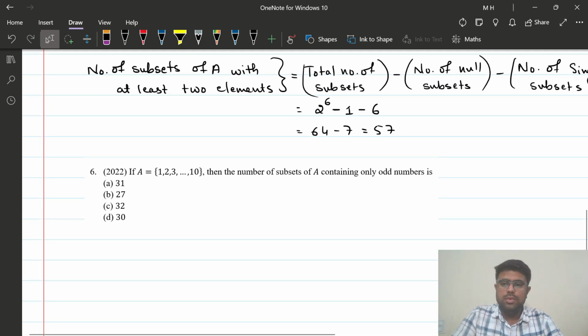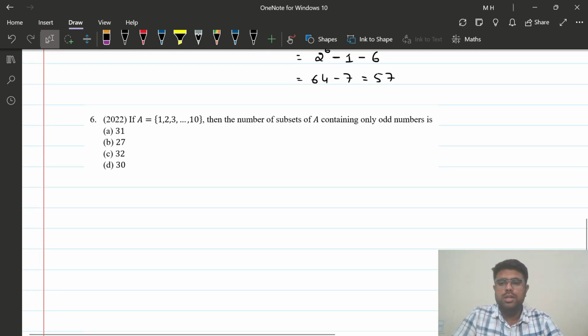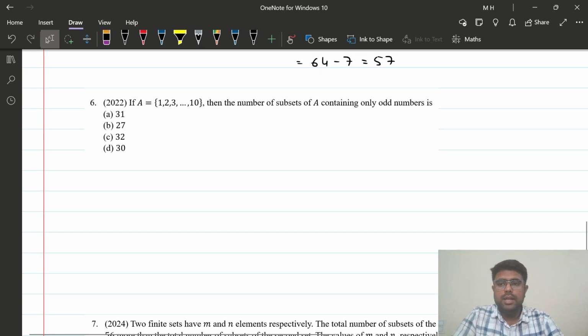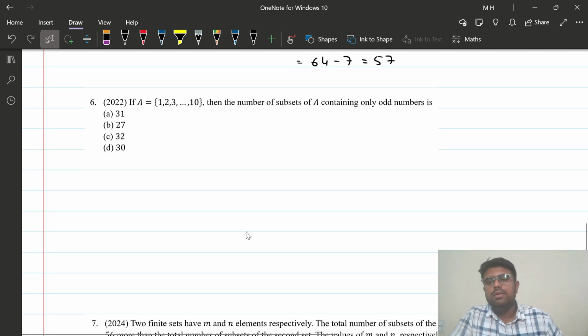Now coming to question number 6, it is again on subsets. As you can see, there are too many questions which have appeared in previous years on subsets. So it is better to solve more problems on the concept of subsets, calculating the number of subsets, etc., which is of good use. Okay, so fine, we'll take up the 6th question.